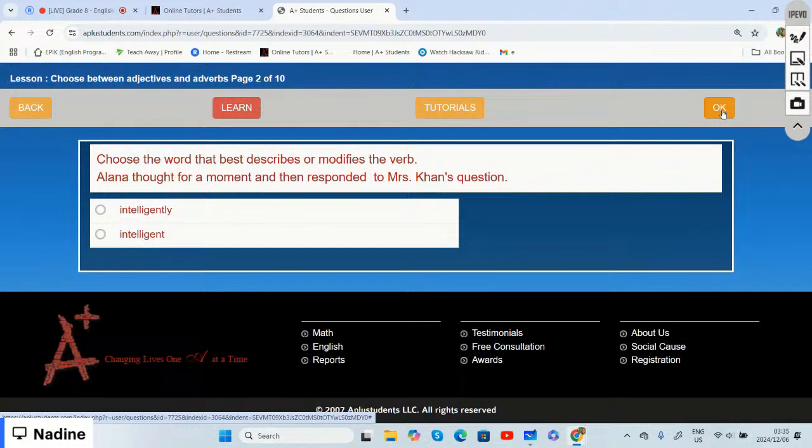The next one says we need to choose the word that best describes or modifies the verb. Elena thought for a moment and then she responded, do we say intelligently to Mrs. Khan's question, or intelligent to Mrs. Khan's question? We need to choose the correct option. Is it option 1, intelligently, or option 2, intelligent?